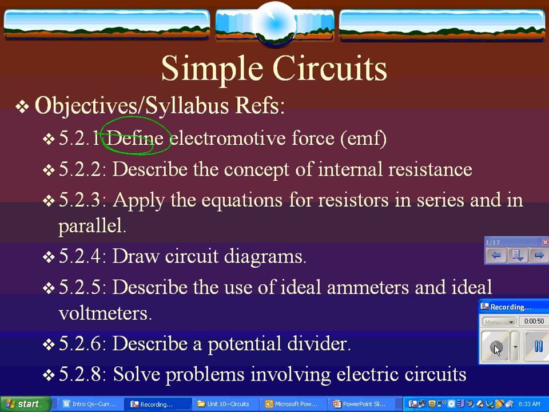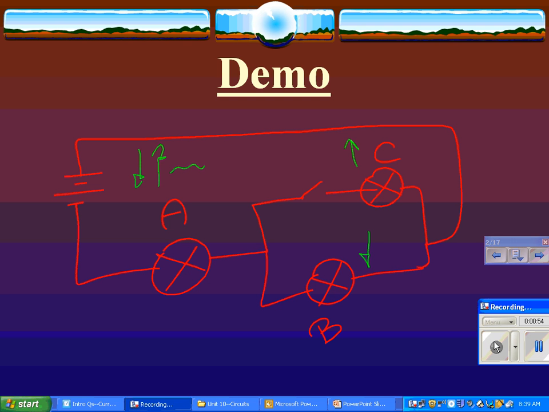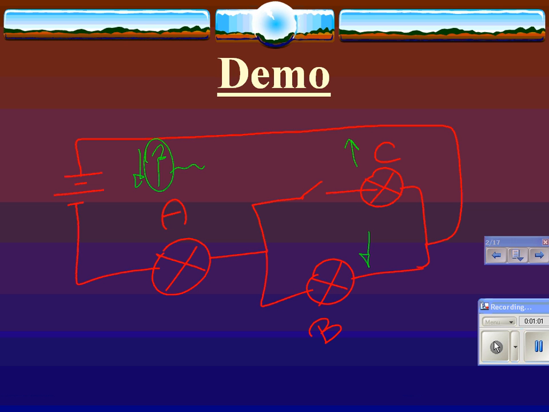We're going to start with a little demonstration. After doing our little experiment here, we discovered that when we closed the switch, bulb A actually got brighter, and bulb B actually got dimmer. Excellent. Now we've got to figure out why.